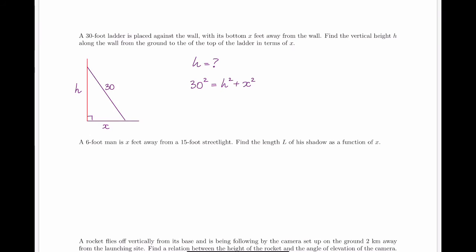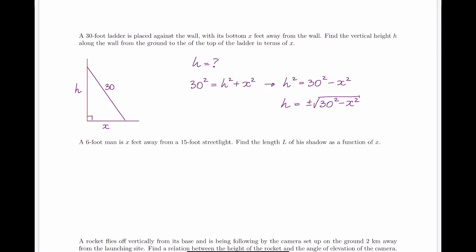And I'm asked to express h in terms of x. Well, this is good news because this equation only has two variables, so I can simply solve it for h. Okay, so from here, I have that h squared is 30 squared minus x squared, or that h is plus or minus the square root of 30 squared minus x squared. Don't forget that we will always have the positive and the negative square roots.